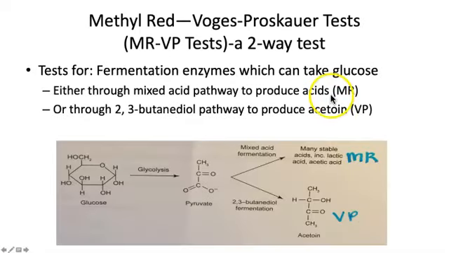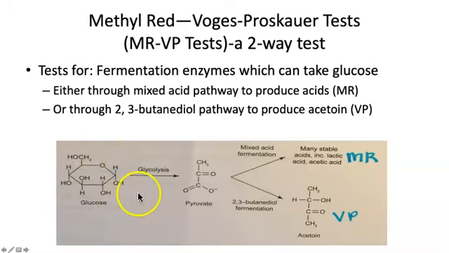So the first test we're going to look at is a test called the Methyl-Red-Voges-Proskauer test, or MRVP. This is a two-way test, which means that we start out with one bacterial culture and we actually run two tests on it. The things we're testing for are fermentation enzymes, which can take glucose and run it through a fermentation metabolic pathway. There are two possible pathways for glucose fermentation depending on what species of bacteria we're looking at. And those are shown on this chart here.